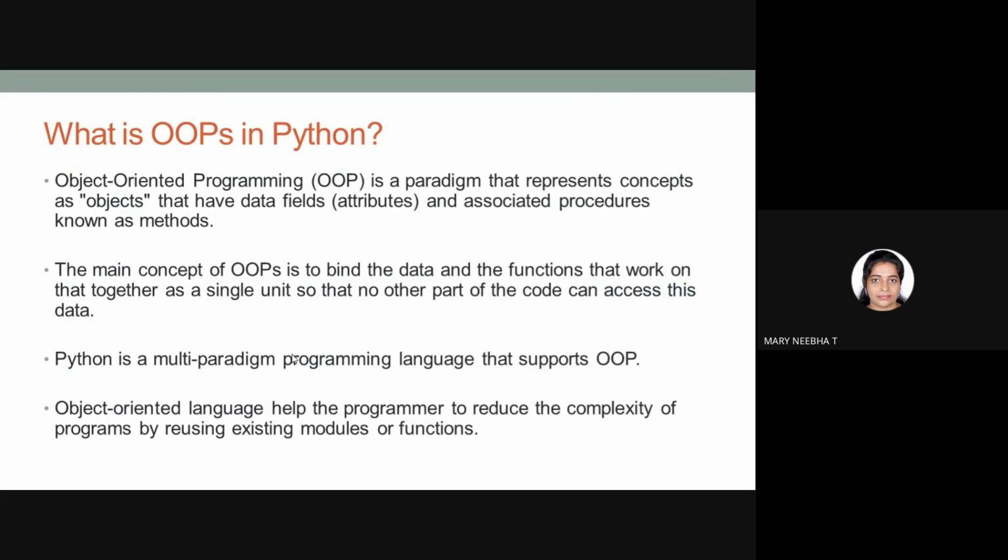In the OOPS concept, when you write a class, that class includes two things: one is the attribute, that is the data, and the other one is the method. So what is the main concept behind OOPS? We bind the data and functions into a single entity or single unit, so that other parts of the code can also access this data.